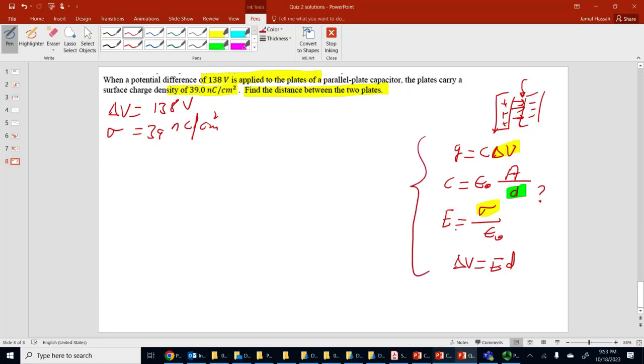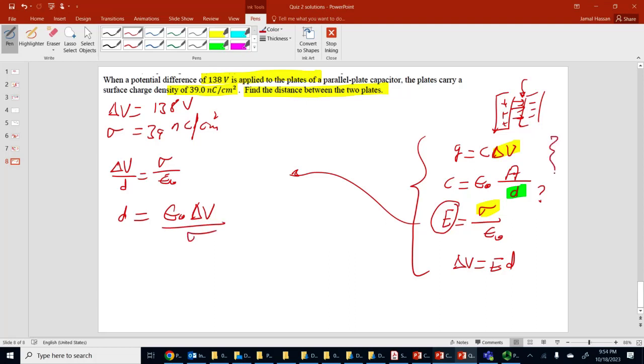Okay, let me see. So instead of E, I'm going to put delta V divided by D. So this equation, I'm going to just change it. I'm going to make it like this. Instead of E, so it's delta V divided by D equal to sigma over epsilon naught. Oh, it looks like we got it, right? Yeah, so we get the answer. So D is equal to epsilon naught delta V divided by sigma.